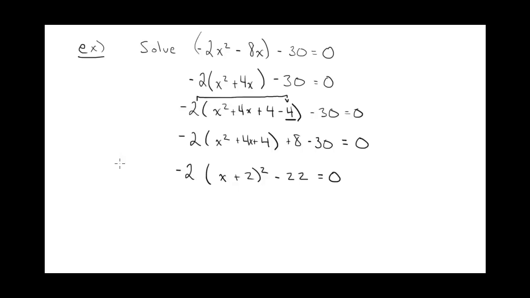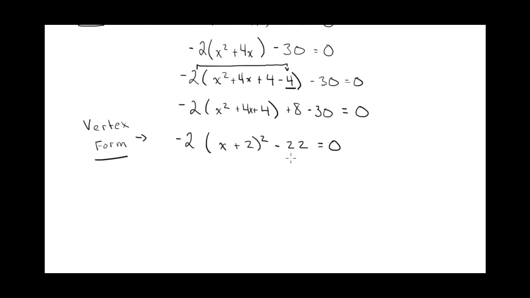And now, vertex form. So that was our goal. Now in order to isolate, we need to get rid of this 22. So we'll add 22 to both sides. Zero plus 22 is 22. Now we want to deal with the negative 2. So we'll divide by negative 2.